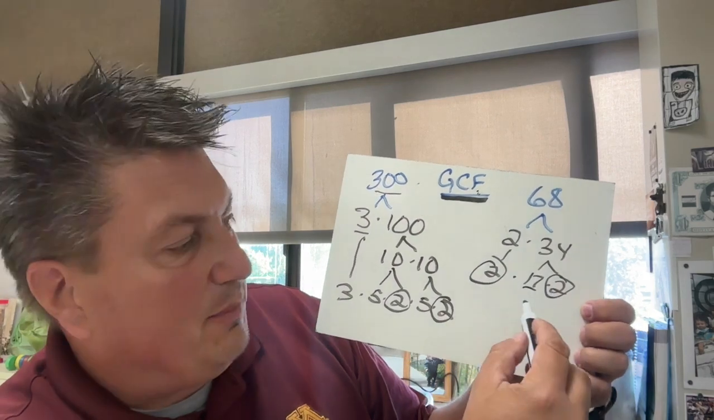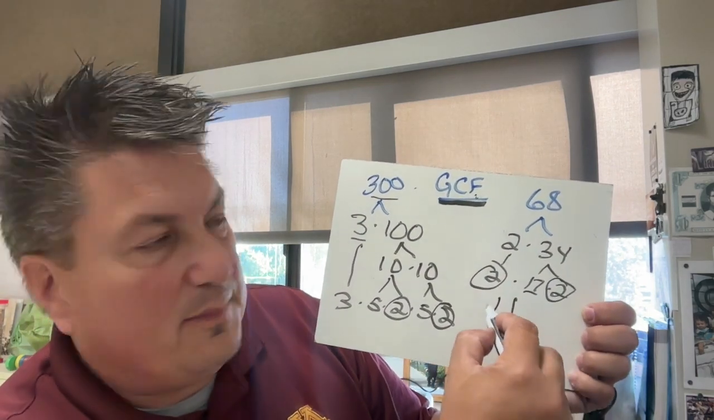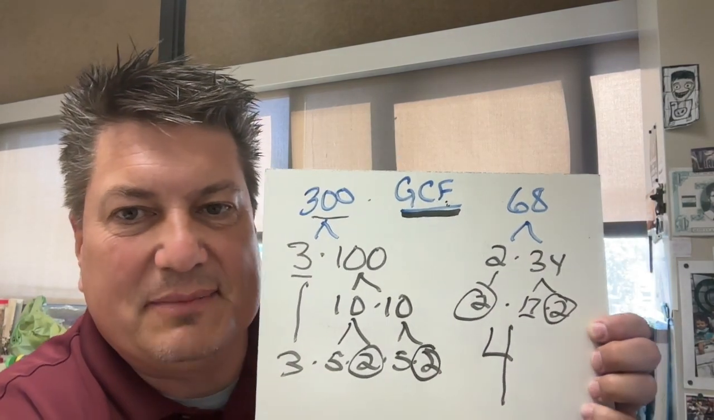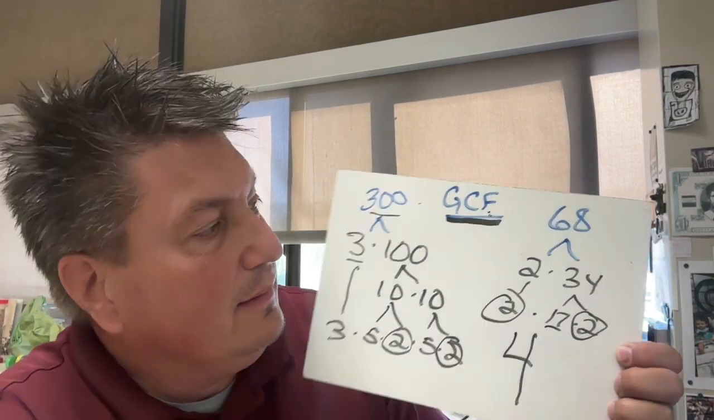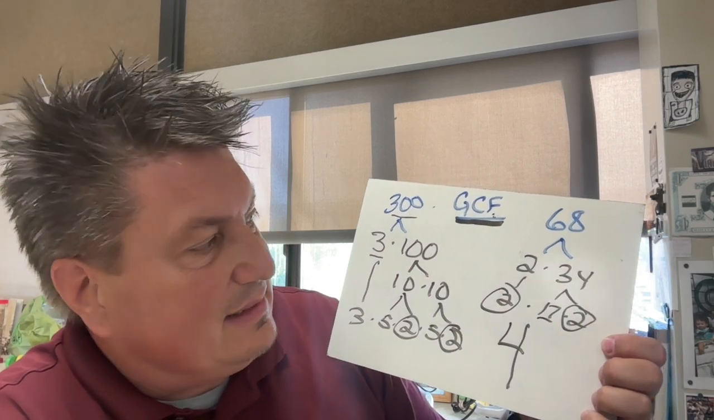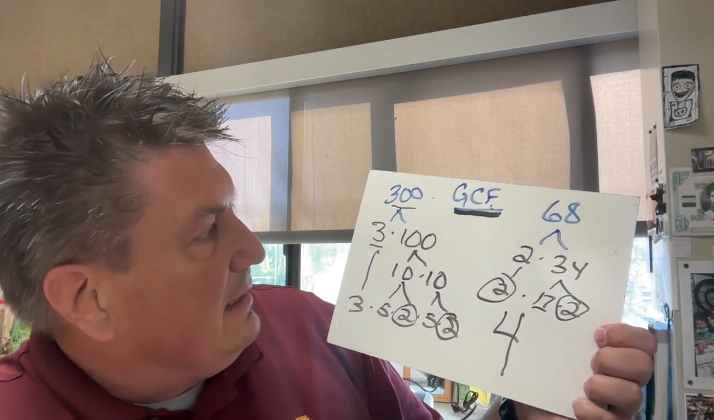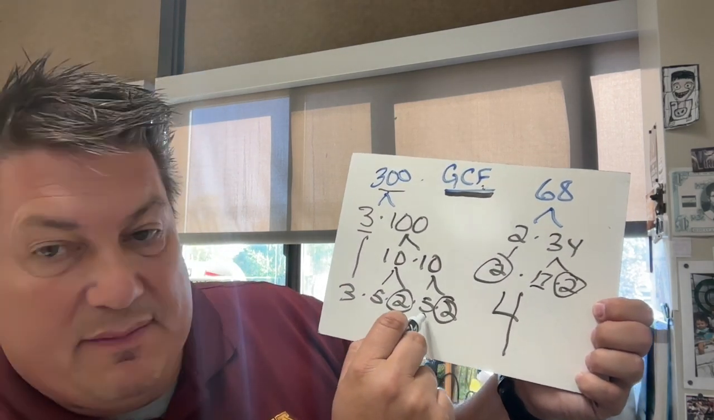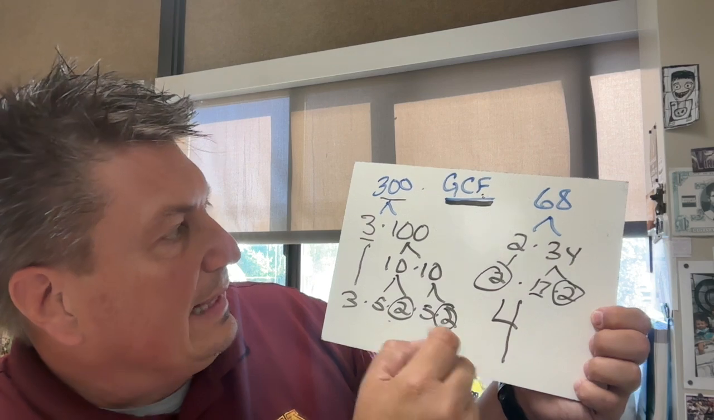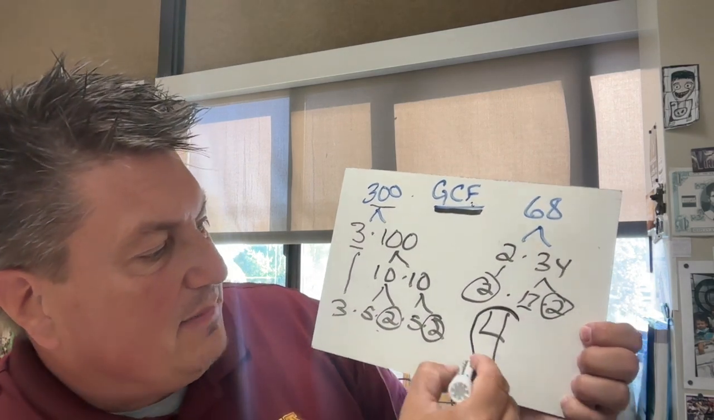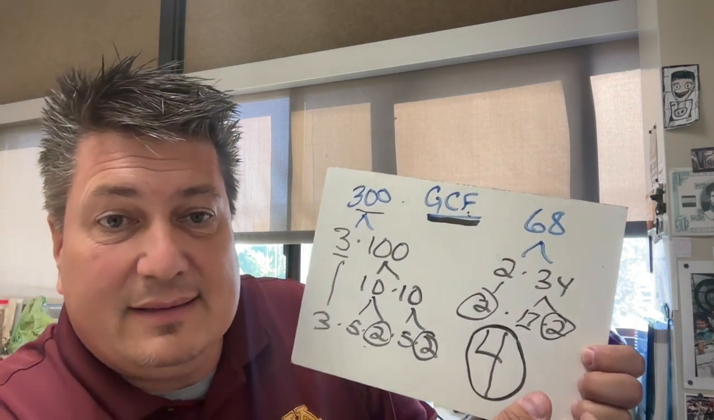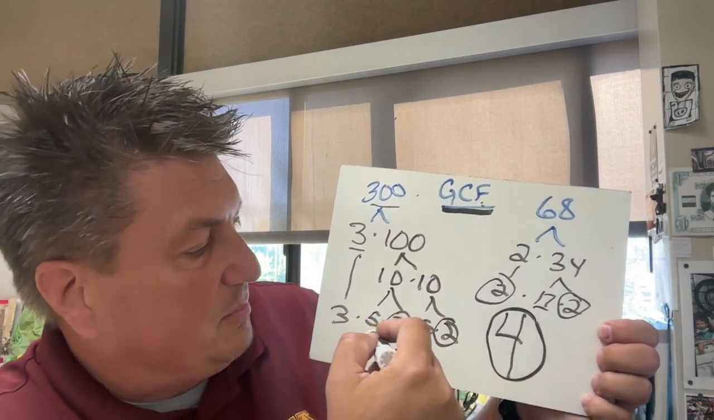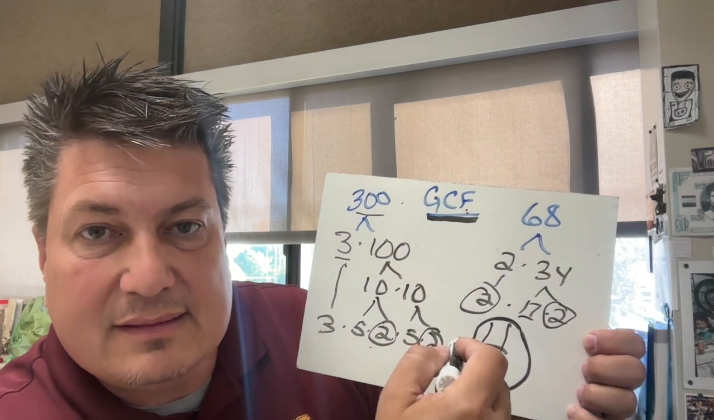So if we take 2 times 2, we get 4, and 4 is going to be our greatest common factor between these two numbers. Yep, 4. And 4 times 17 gives us 68. And 4 times, I want to say 75, because 5 times 5 is 25, times 3 is 75. That gives us 300. So the greatest common factor is just 4. That's all it is. You break them down, get them into their smaller pieces, compare your lists, and that's it.